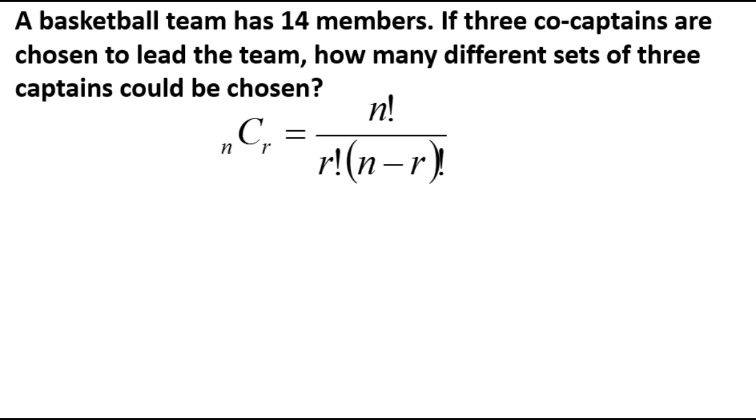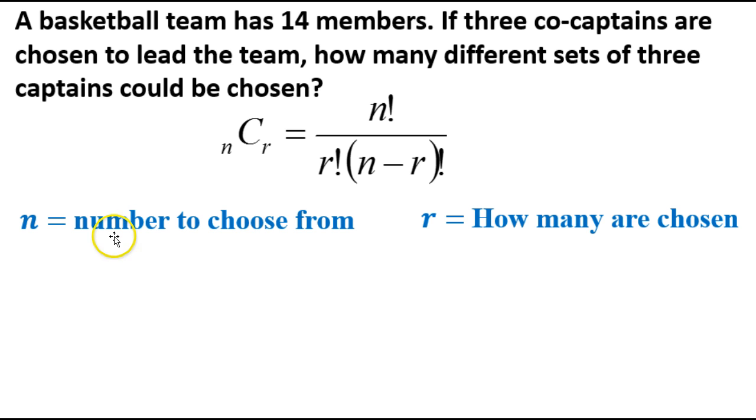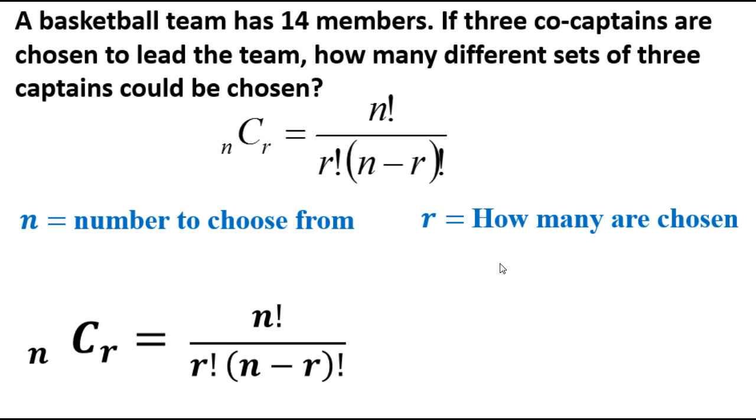Let's work through this one individually here. I'm going to explain a little bit more about what the n and the r represent. The n represents the numbers that we get to choose from, and r is how many different ones are chosen at a time. So let's take this one for instance. This is our same formula, we're just rewriting it down here.